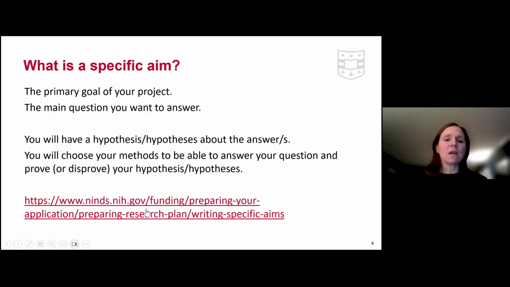I have here just a link to the specific aims instructions that's on one of the NIH pages, just in case that's helpful as you're putting together grants or thinking through projects.